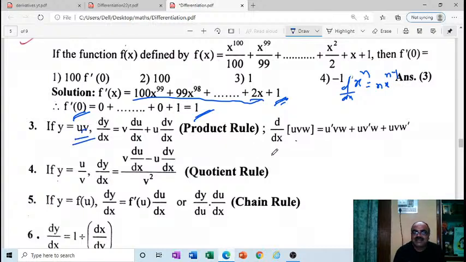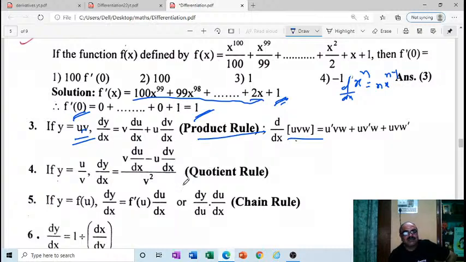And similarly, when I take for 3, it is u dash into vw, v dash into uw, and uv into w dash. It's in a cyclic way. You can see u dash, v dash and w dash, and the other two terms can be put along with that. That's how the shortcut can be remembered. This is about product rule.